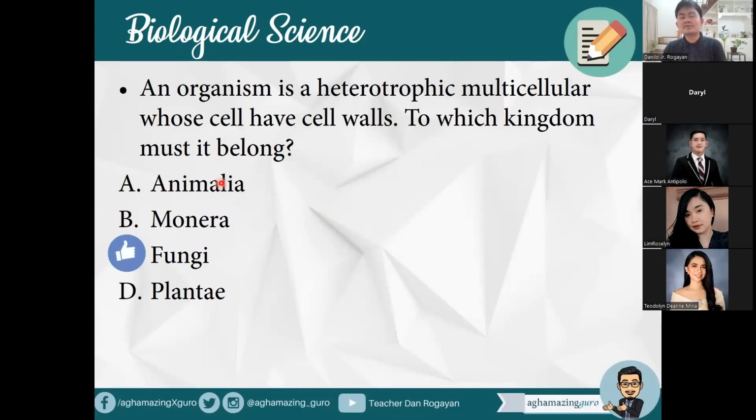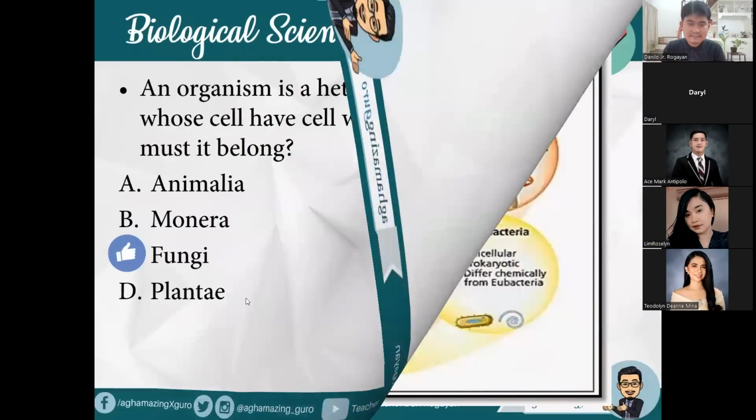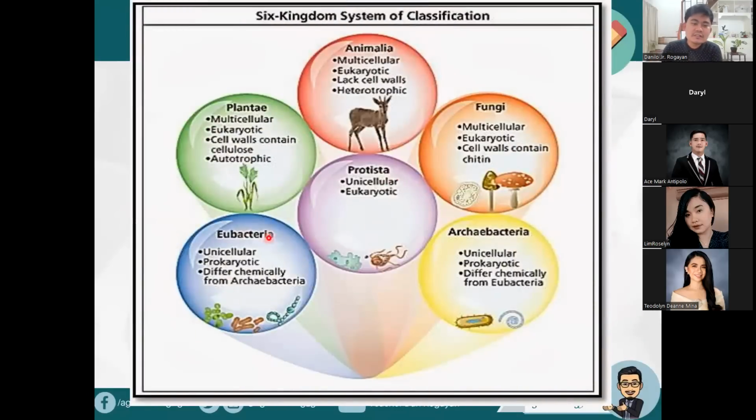So animalia, of course, that's your animals, and of course, your plants. So the six kingdom classification includes the eubacteria and archaebacteria, which were previously part of your Monera. So they are unicellular. Basically, it's not multicellular like fungi, animalia, plantae. We have unicellular protista, archaebacteria, and eubacteria. So again, the cell wall for fungi contains chitin. Chitin for fungi, peptidoglycan for eubacteria, cellulose for plantae, no cell walls for animals like humans.